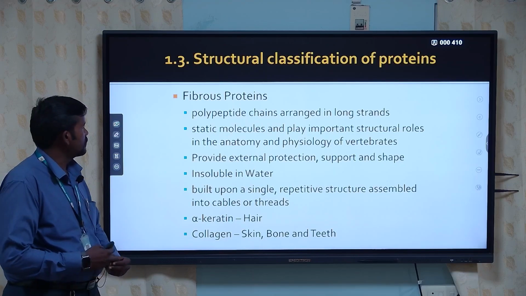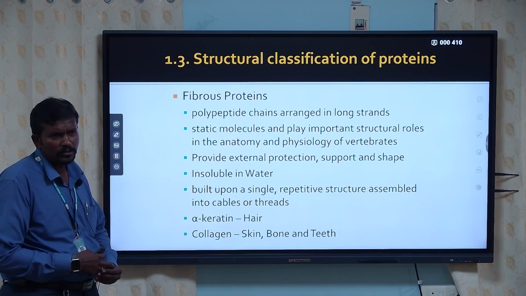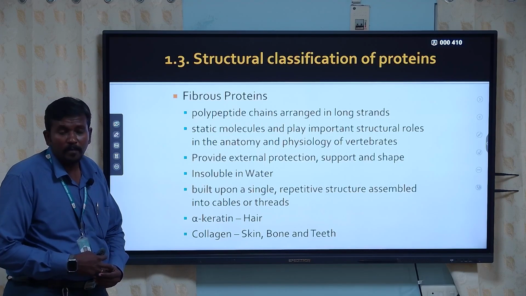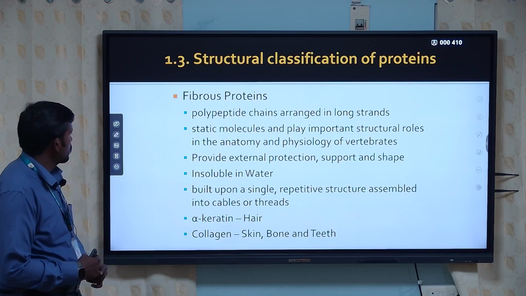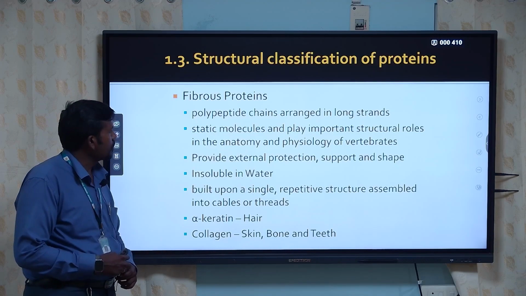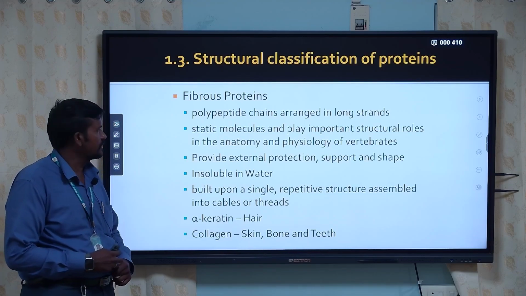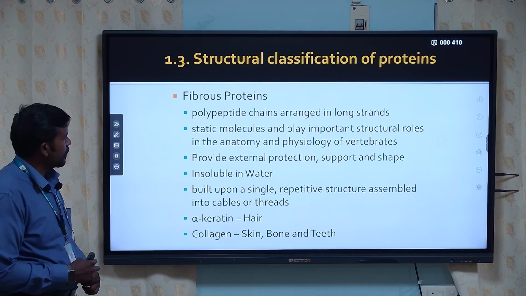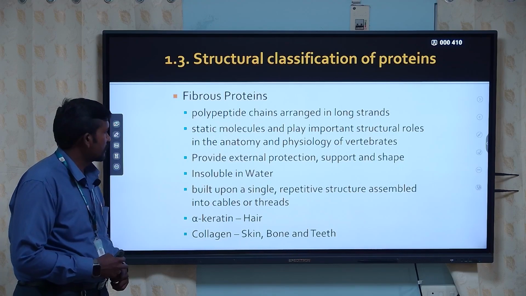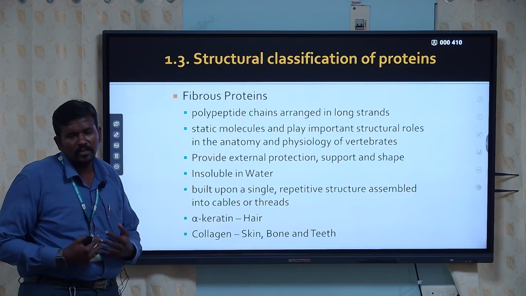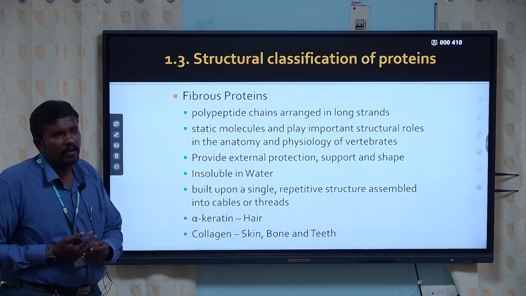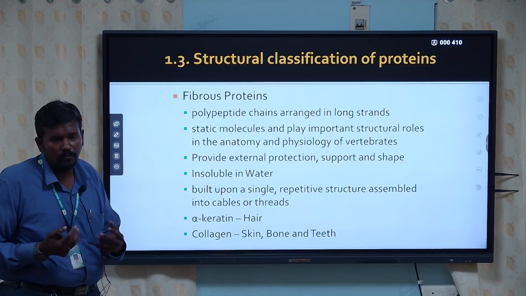Structure classification of proteins: there are fibrous proteins and globular proteins, which you might have studied here. Apart from that, there is one more type called membrane proteins. Fibrous proteins are polypeptide chains arranged in long strands, static molecules, and they play important structural roles in the anatomy and physiology of vertebrates. Fibrous proteins are important because they form the primary muscle in our body. Like if you go to the gym and work out, right?